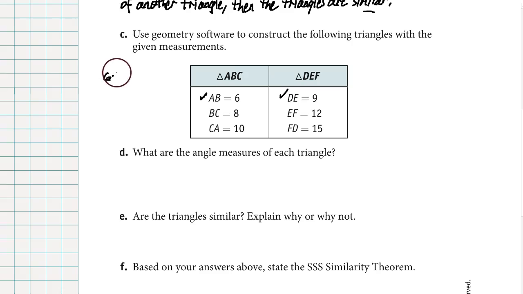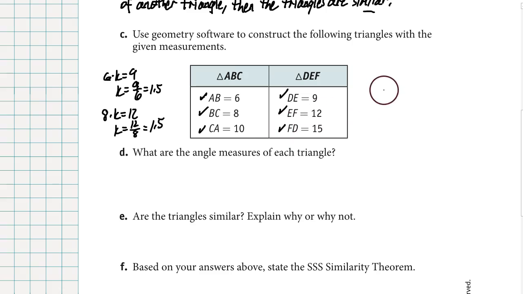So like 6 times K equals 9. K equals 9 divided by 6. If you reduce this, this is 1.5. Is 1.5 the scale factor every time? So now let's compare BC to EF. So 8 times what equals 12? Well, let's divide by 8. So 12 divided by 8. And that's 1.5.